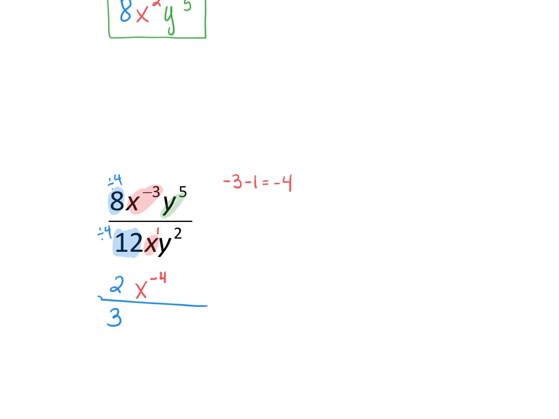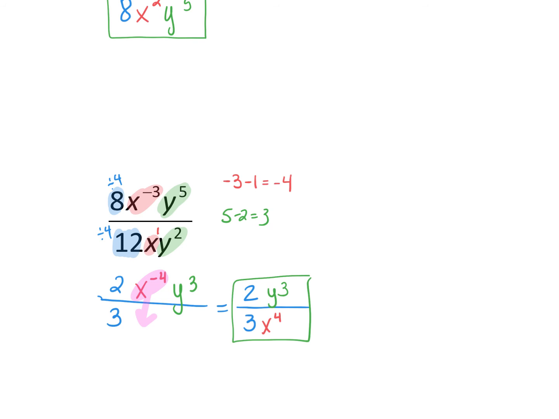Then I'm going to do the same thing with the y's. So I'm going to have 5 minus 2 would give me y to the third. Now I can see this guy is negative, so he needs to go to the denominator and become positive. So 2 over 3, x to the 4th, y to the 3rd would be my final answer.